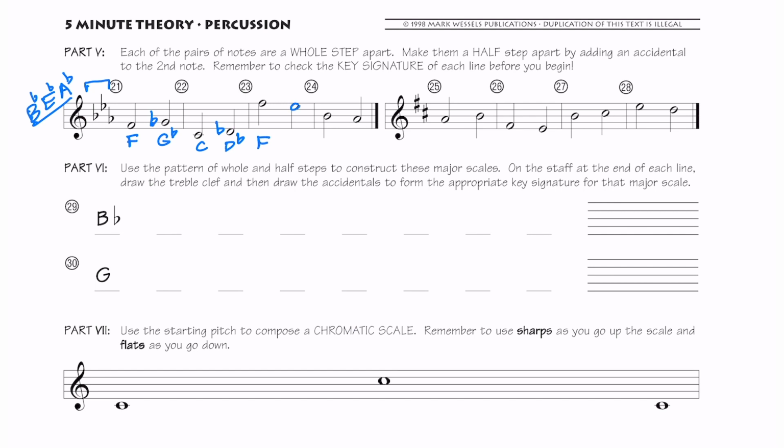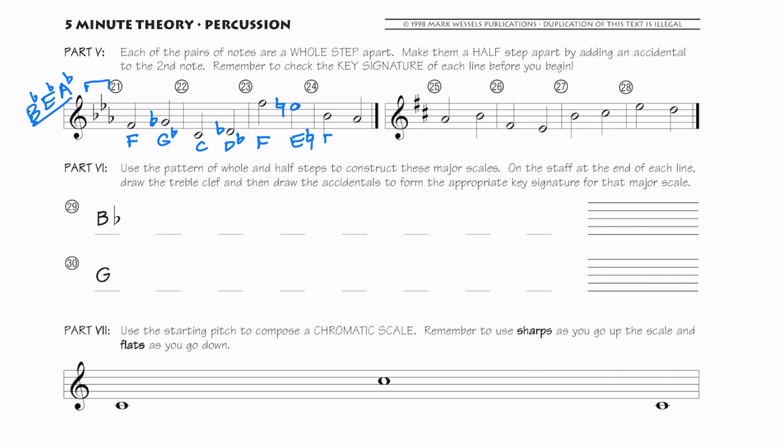This note is an E, but in the key signature it's E flat. So F, E, E flat is a whole step. So I need to make this a natural. So I need to raise that E flat to E natural because I have to use my key signature.